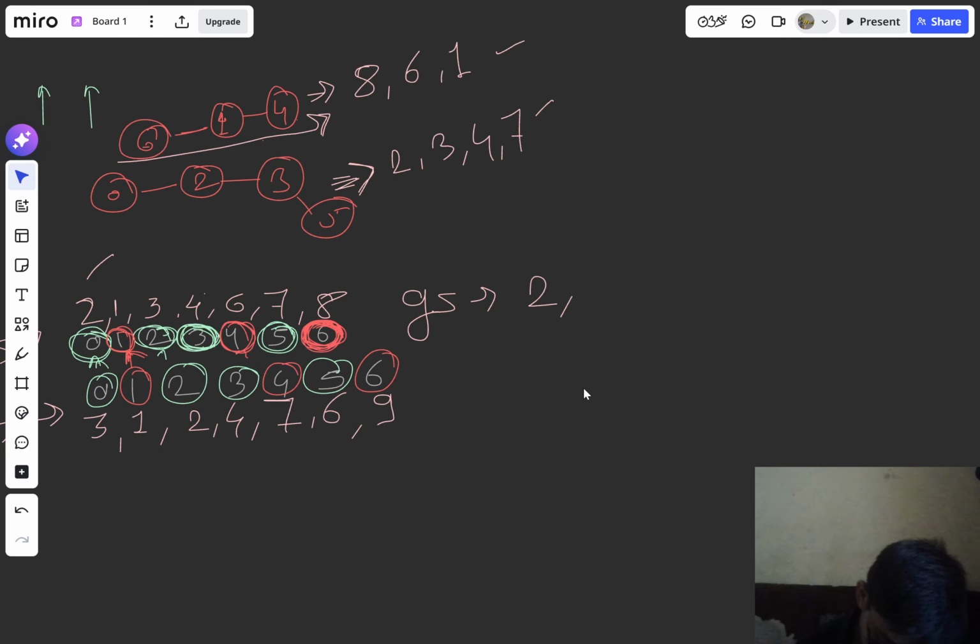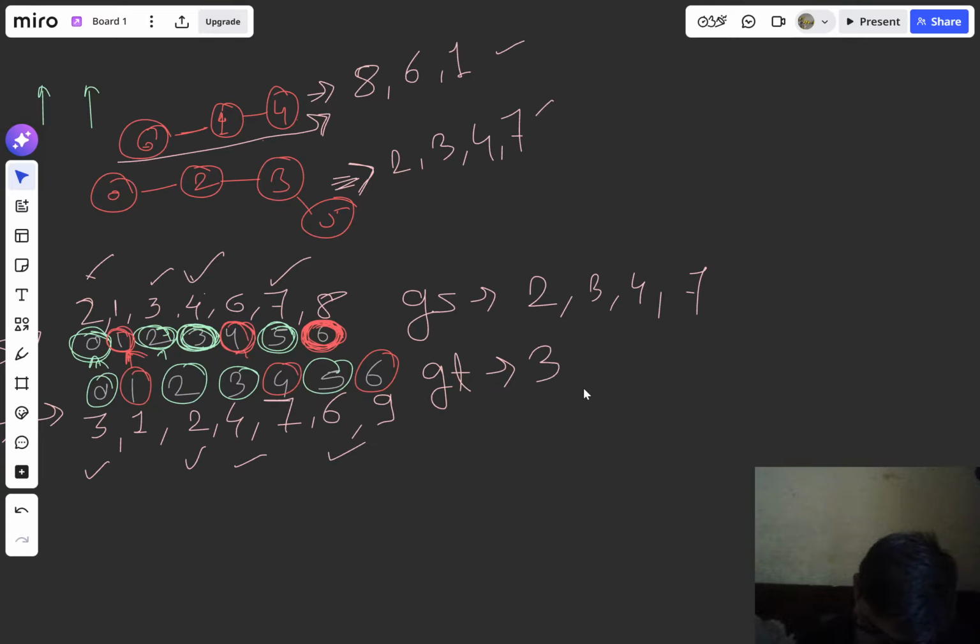This is the one, this one, this one, and this one. So these are the elements present in the green group from the source: 2, 3, 4 and 7. Then I will find the green group from the target array. So this is the 0th index: 3, 2, 4 and 6. So these are the 4 we found in the green group from the target one.